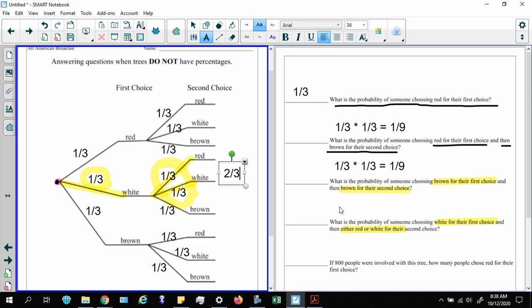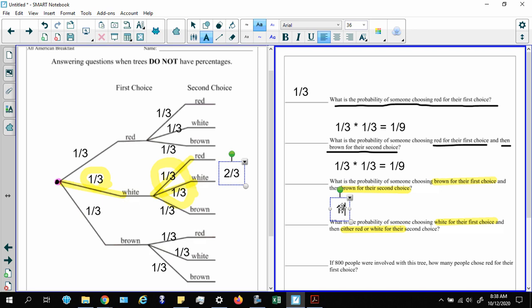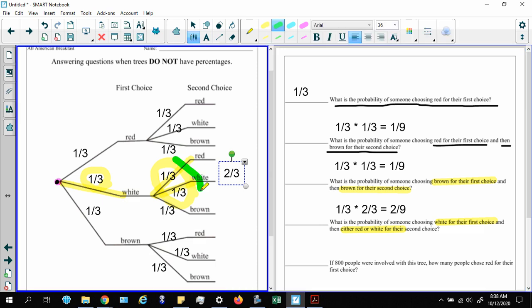All right, so then it becomes we're taking the 1 out of 3, and then we are going to multiply it by 2 out of 3, and then your answer is going to be 2 out of 9. Okay, and the only reason we're doing 2 out of 3 is because for our second choice, we could either choose red or white, which are two roads.